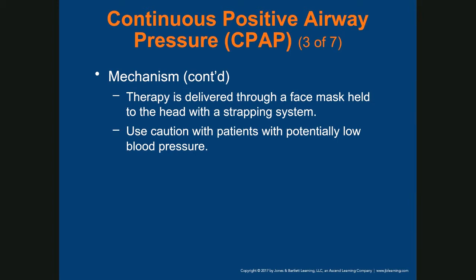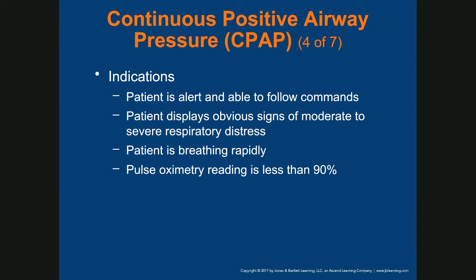Therapy is delivered through a face mask held to the head with a strapping system. Use caution with patients with potentially low blood pressure. Indication: the patient must be alert and able to follow commands. They must be in moderate or severe respiratory distress. In other words, if they have poor chest rise with decreased level of consciousness, you cannot use the CPAP on them, right? The patient is breathing rapidly. The pulse ox reading is less than 90%.